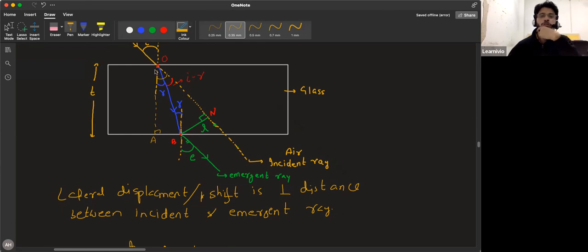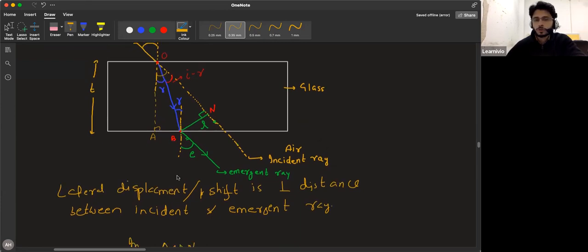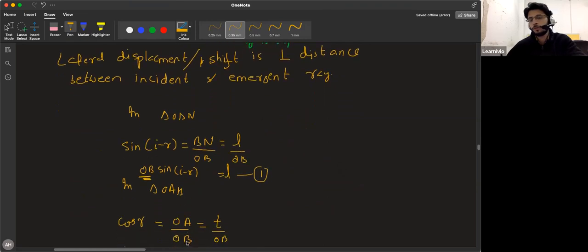Nabil Ahmed, what is cos R in this triangle OAB? Sir, OA by OB. Right. Cos is base, which is OA, by hypotenuse, which is OB. So we calculated cos R here, OA by OB.